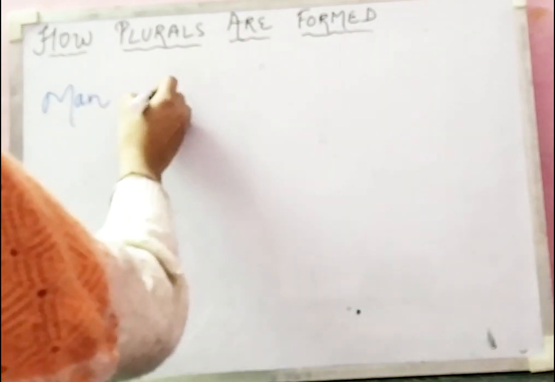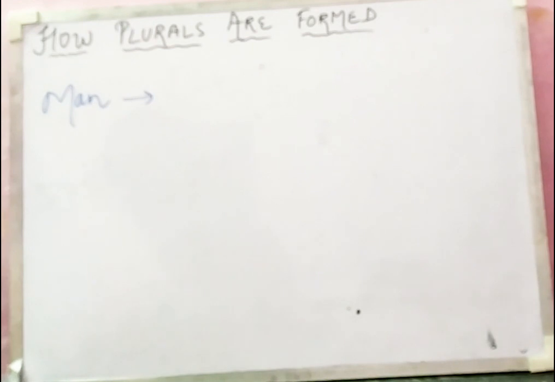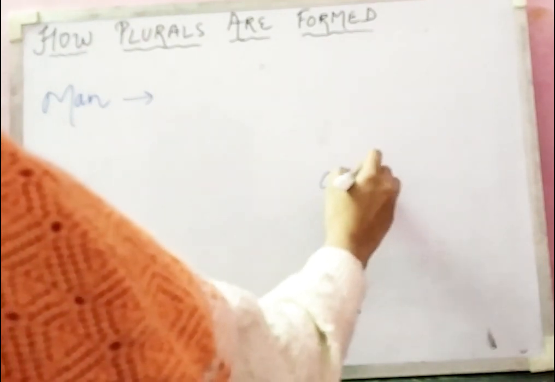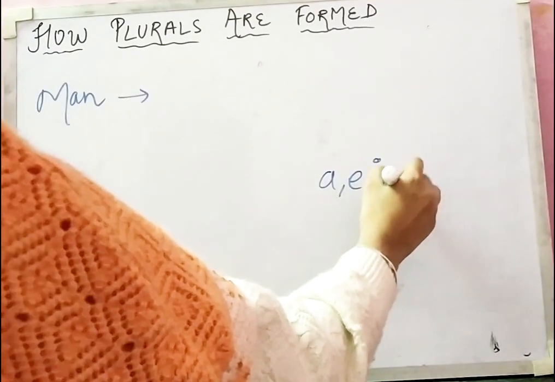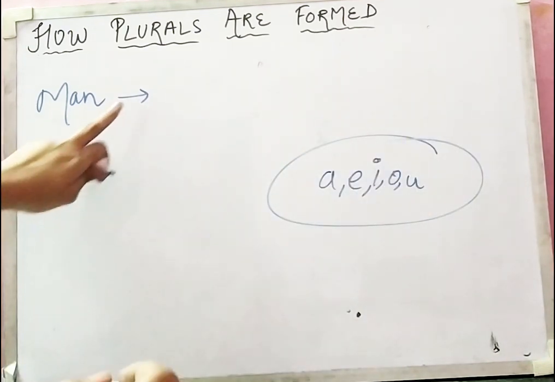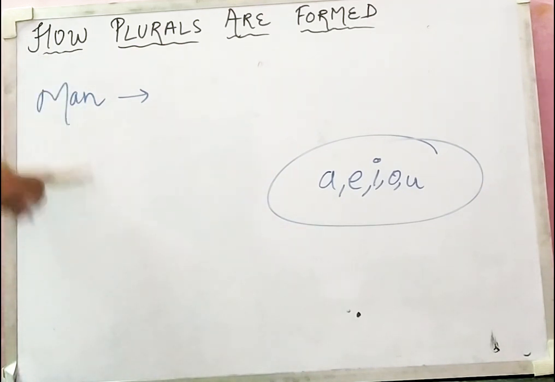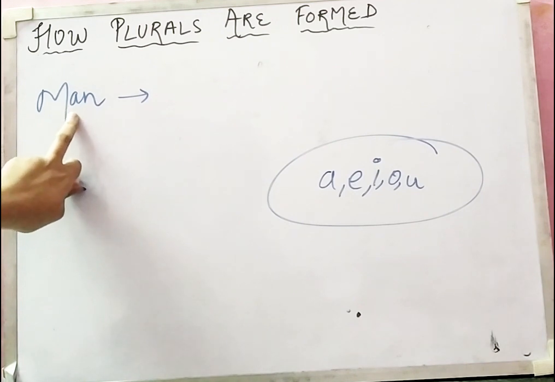And in this we have given a point that few nouns form their plural. They can make their plural by changing the inside vowel. Means this A, you all know vowels are A, E, I, O, U. These all are vowels. So some concepts are there that we should change the inside vowel to make it plural.